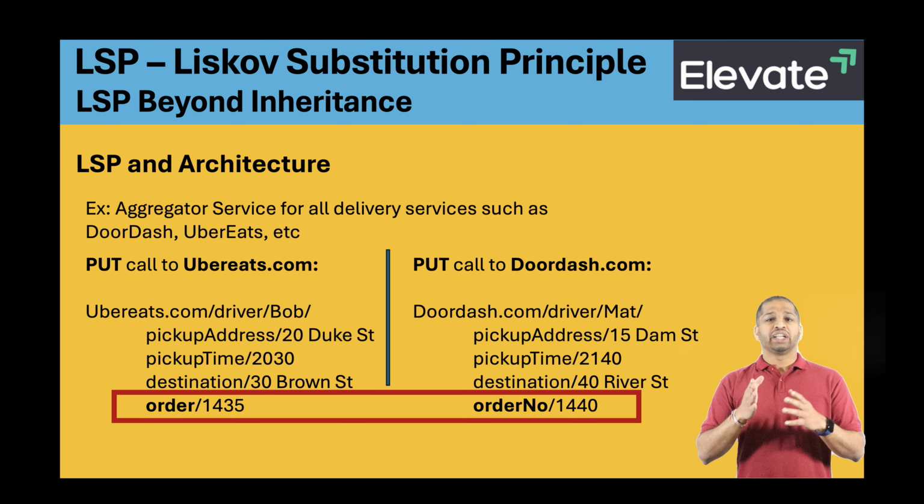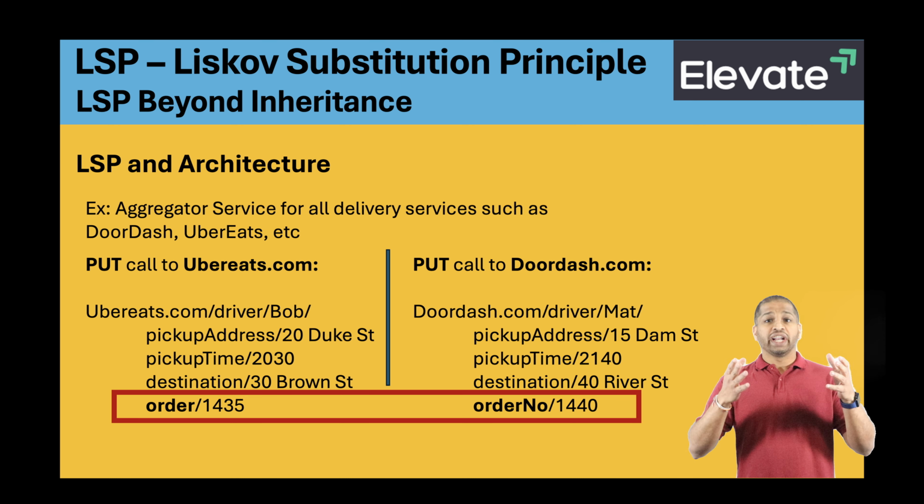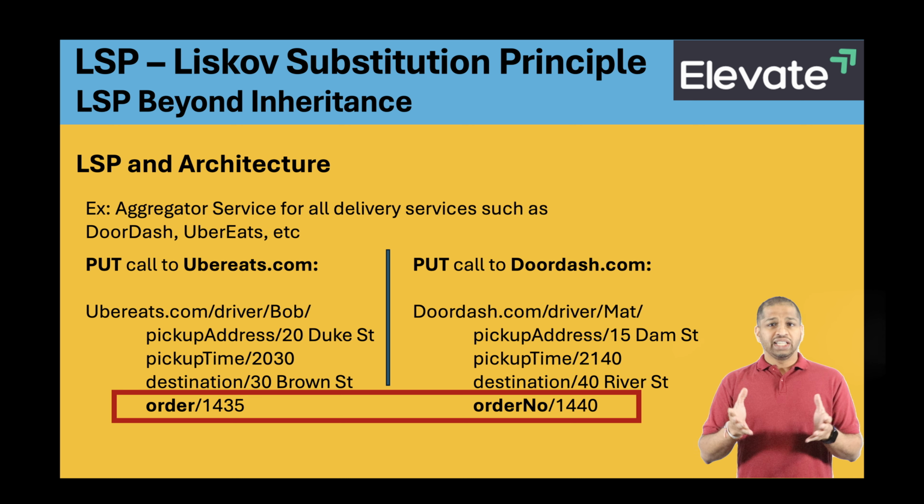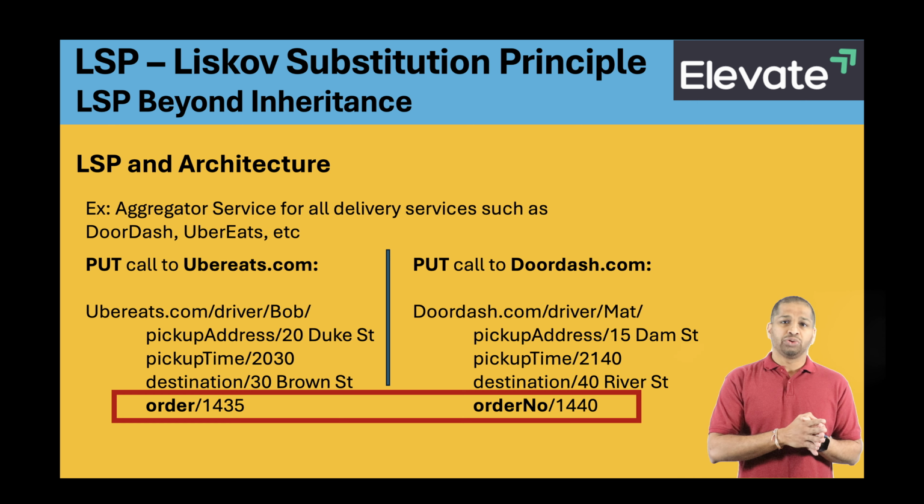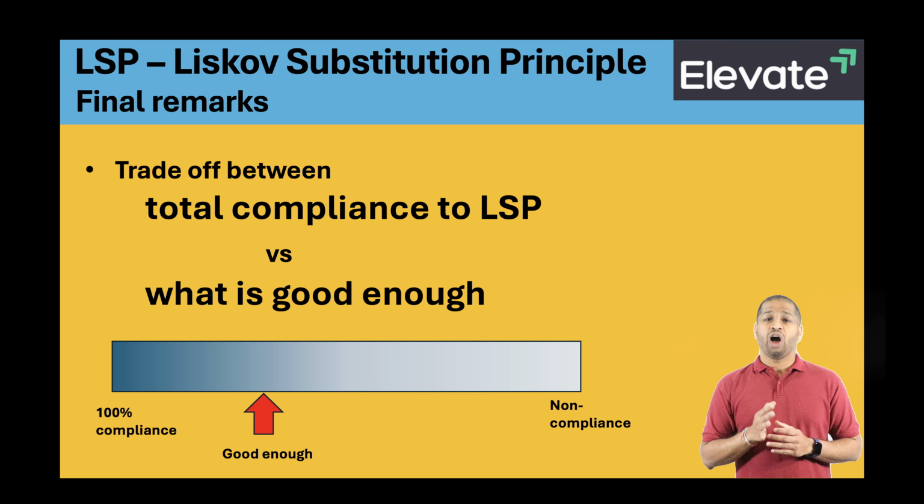If you try to create a unified service, a unified API to support both these endpoints, you will have to violate the LSP because both these APIs are not substitutable for each other. However, as practical developers, we ultimately need to trade off between 100% compliance with LSP, which makes code unnecessarily complex, versus just good enough for the work. This wraps up our discussion of the Liskov Substitution Principle.